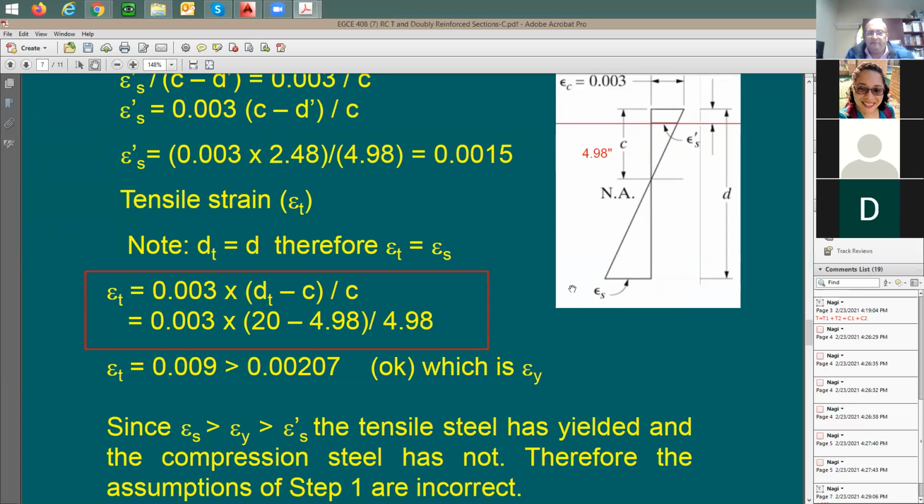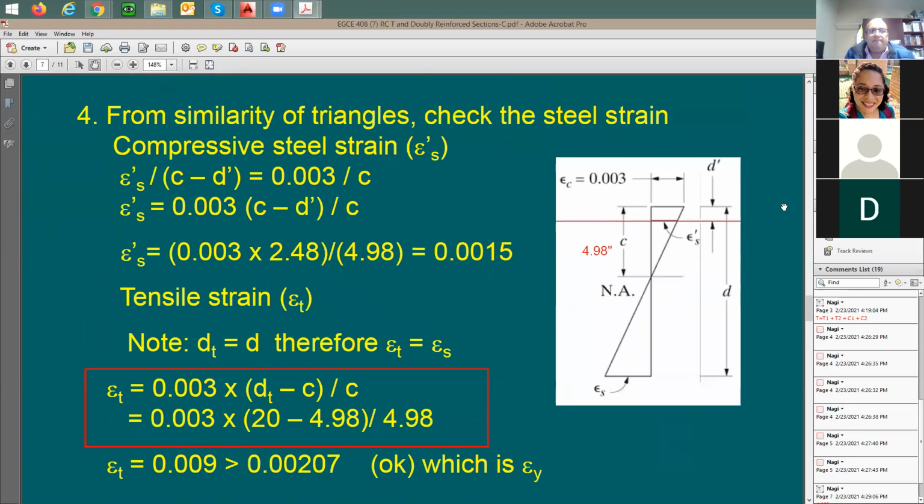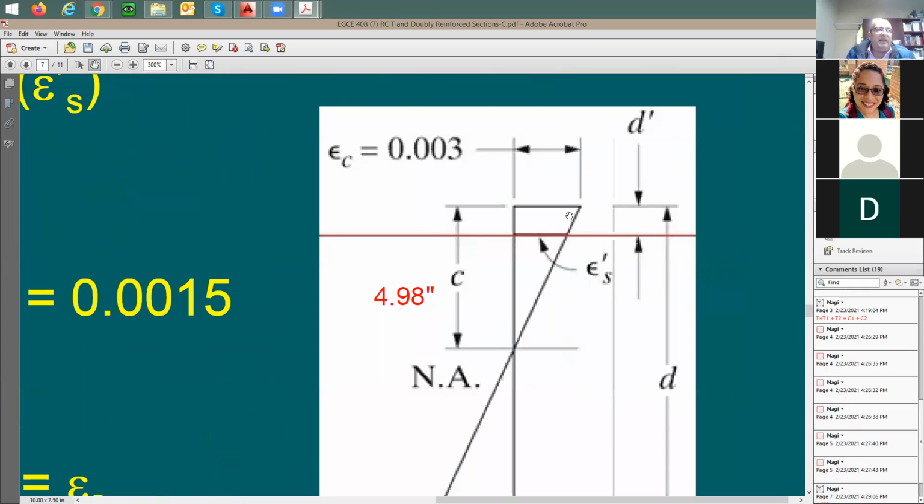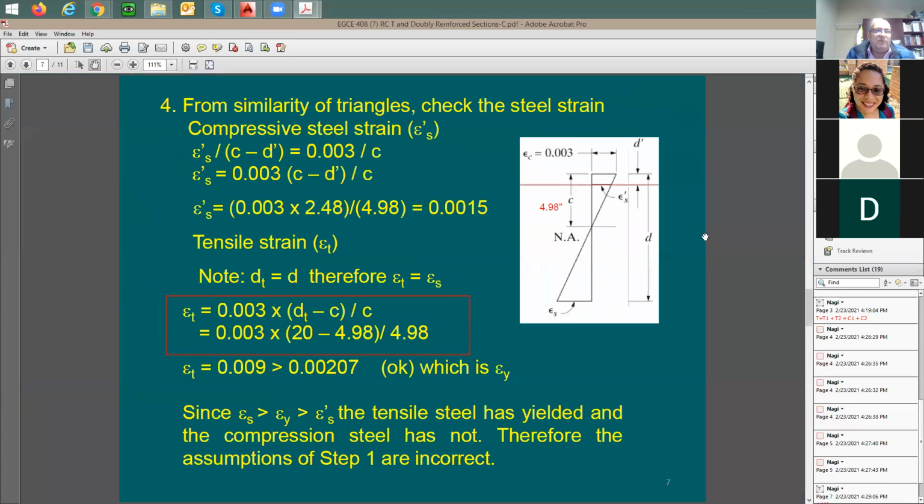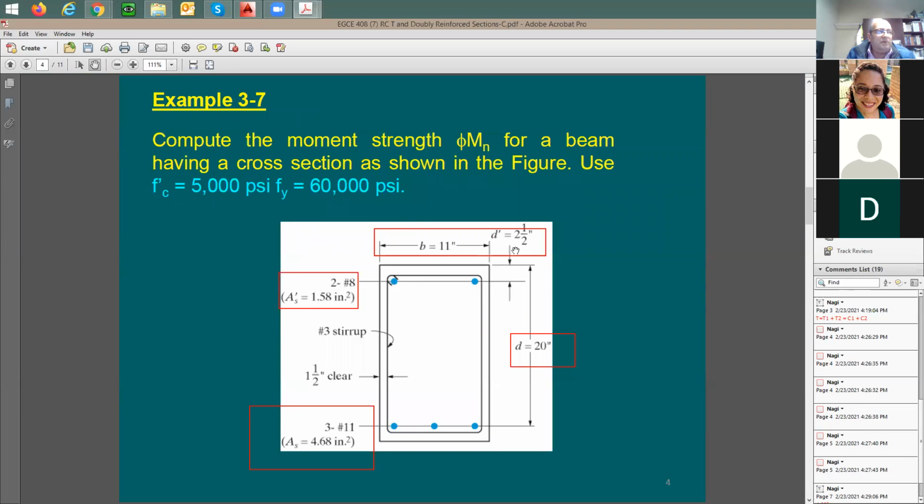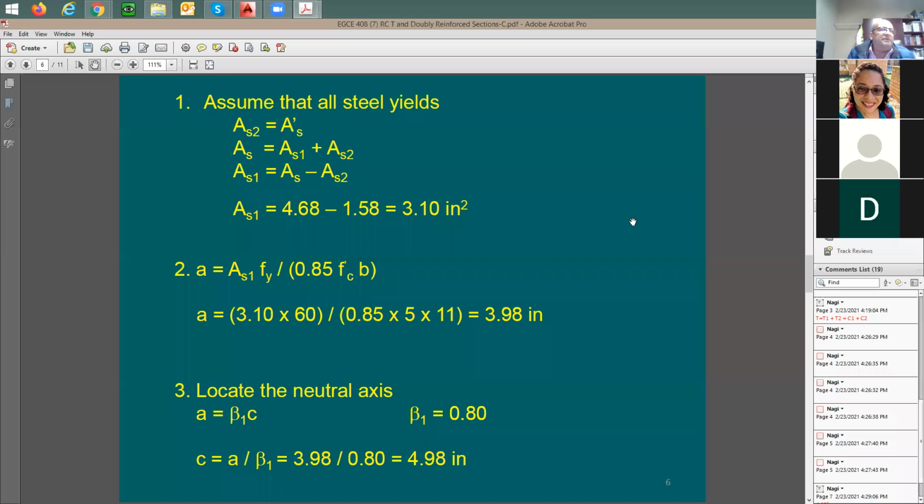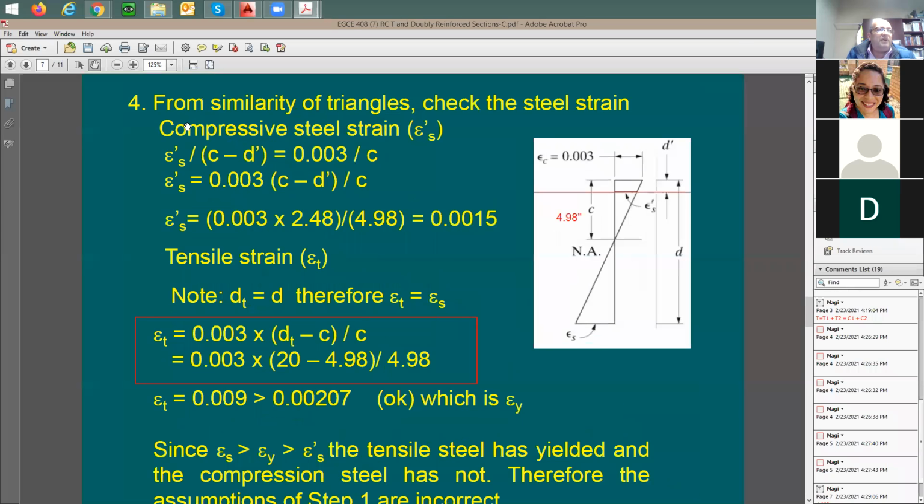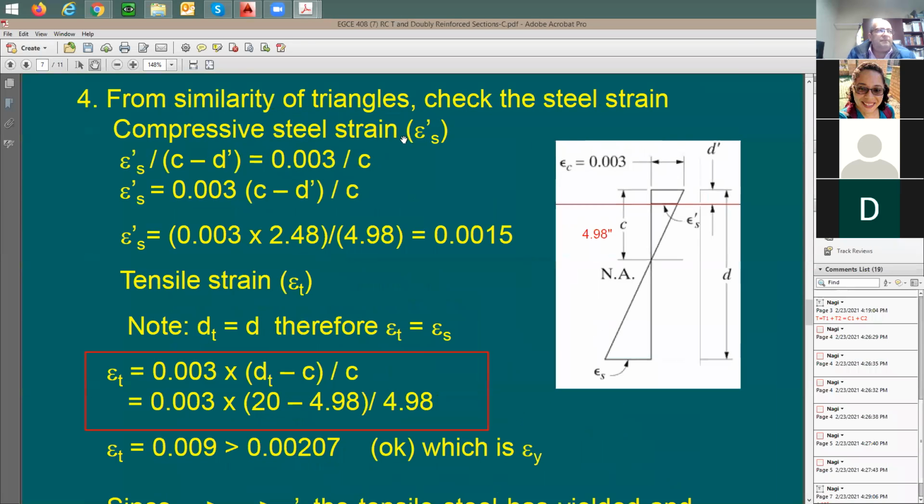Bottom still is yielding. How about the top steel? Let me find out the strain here, epsilon s prime. I can say 0.003 divided by 4.98 equals epsilon s prime divided by C minus D prime. And D prime is 2.5 inches. That was given to me. Let me confirm this. Yes, D prime is equal to 2.5 inches. That was given to me. So great. Now let me figure out the compression strain, or the compressive strain.